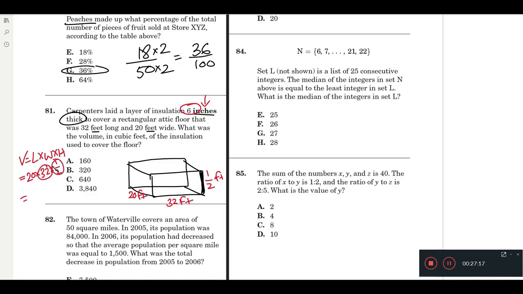So 32 times half of 32 is what? 16. 16 times 20 is 320. Any question about it?